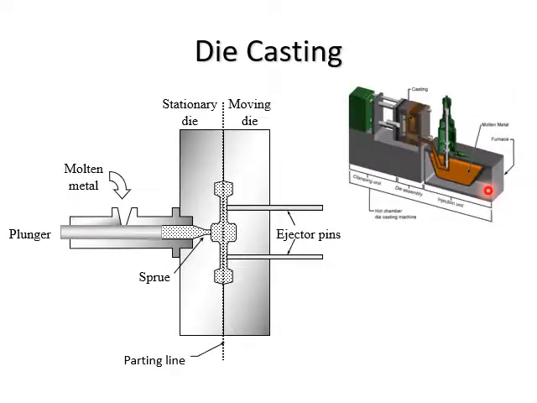As for die casting, molten metal is poured into the inlet over here and you use a plunger to push the molten metal into the mold cavity. So you have the stationary die and moving die, we call them male and female. And then after the molten metal has cooled down and become solid, you have to use the ejector pin so that you can remove the components from the mold.